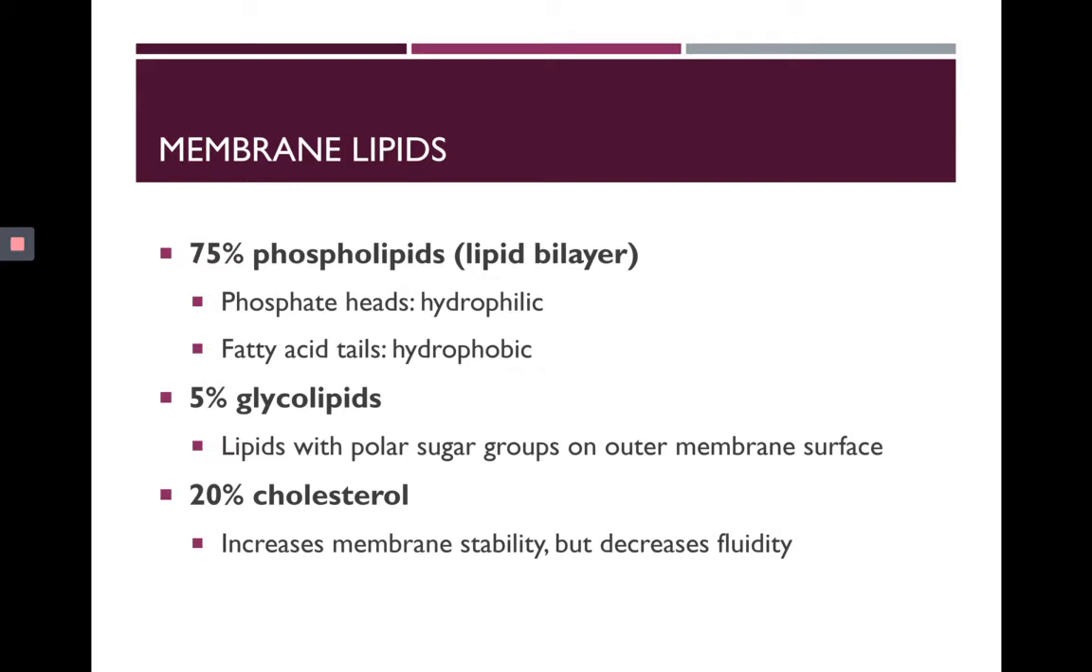So let's talk about the composition of the plasma membrane. We know there's a lot of phospholipids, but how many? It's actually about 75% made up of phospholipids, hence the other name being the lipid bilayer. It's 5% glycolipids, which help make up that glycocalyx, which are surface molecules, and then 20% cholesterol, and again cholesterol increases membrane stability, but decreases fluidity. So a little bit less cholesterol, a little more fluidity, a little less membrane stability.